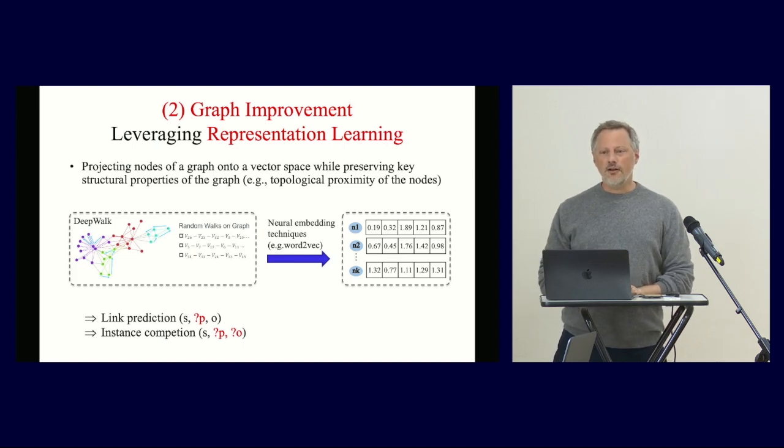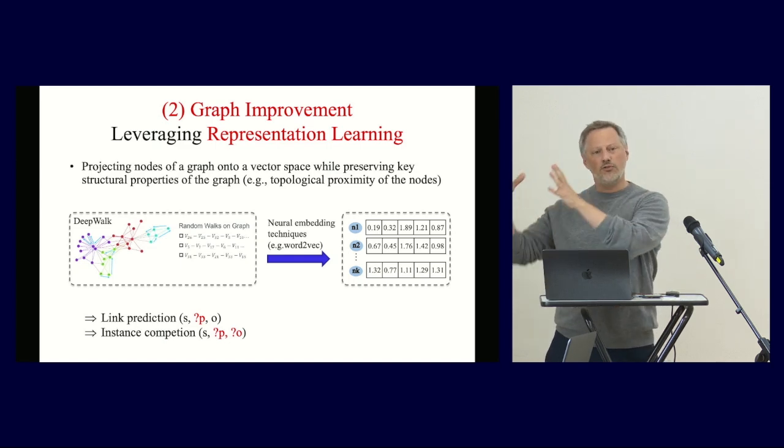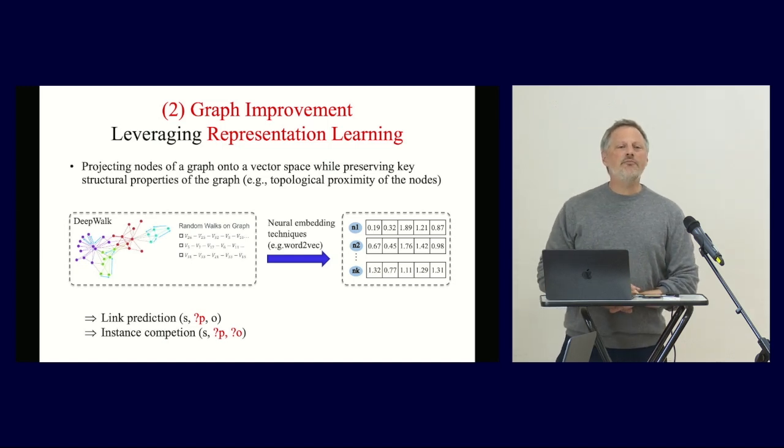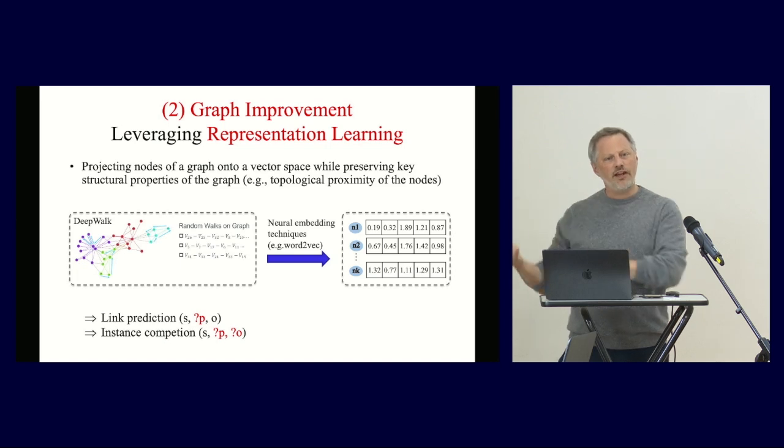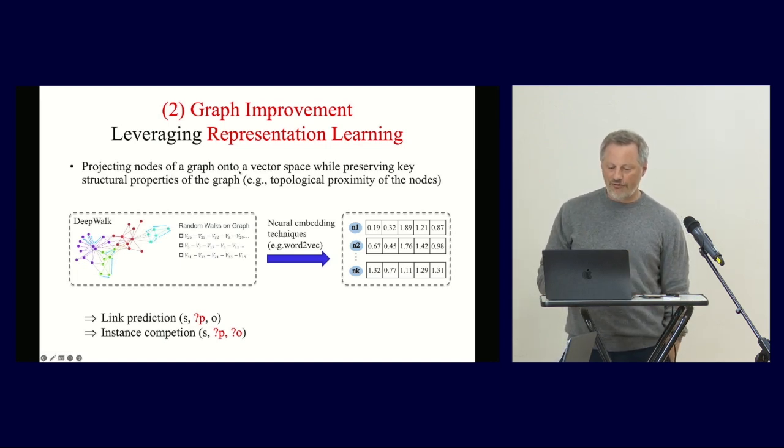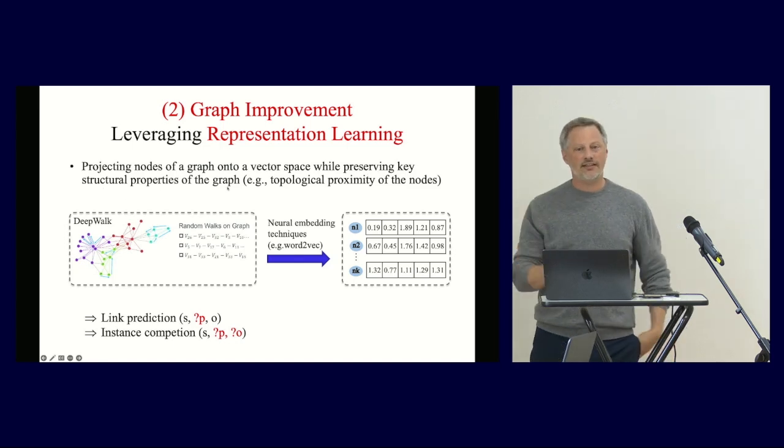Guess what? You understood that it took us computer scientists really decades to understand how to transform text into vectors, right? Guess what? It's the same for graphs. Graphs are very complex, as I was saying yesterday, and it's still not clear today how you transform graphs into vectors. Right? So projecting nodes of a graph onto a vector space while preserving key structural properties of the graph. Okay, that's a bit the task that we tackle.